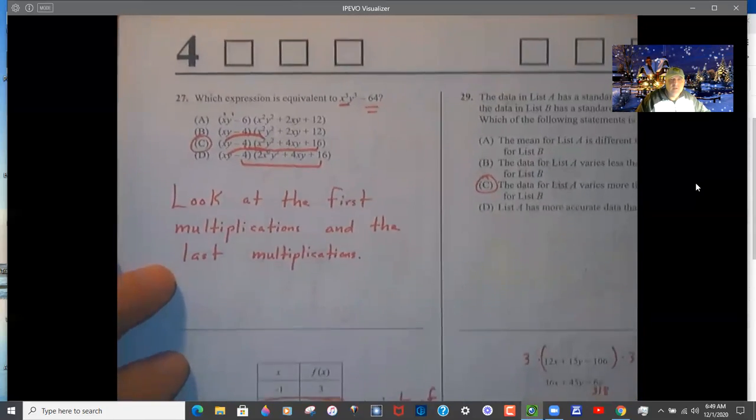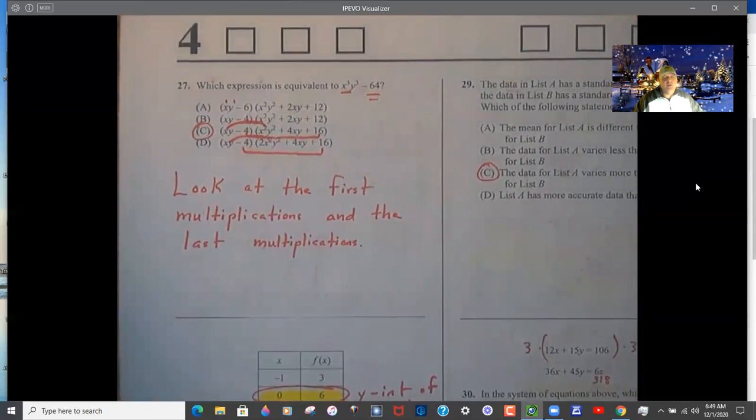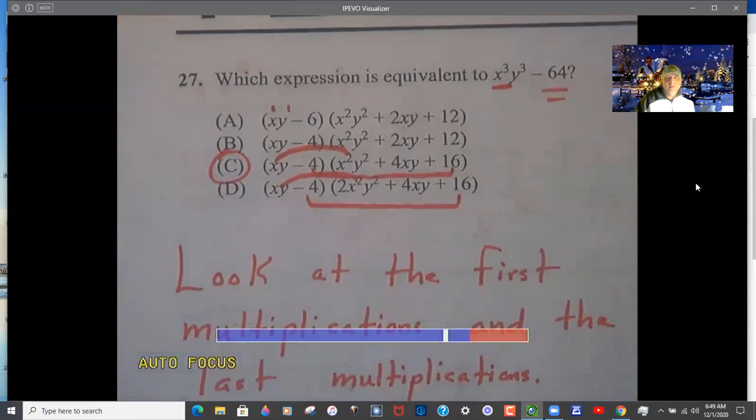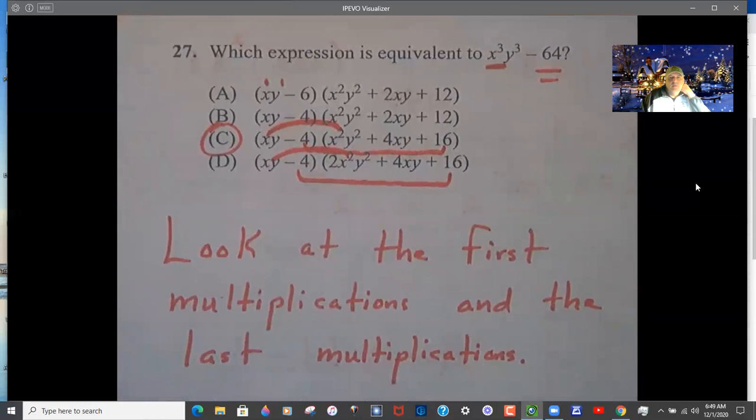Problem 27, which of these gives the expression x cubed y cubed minus 64? I would look at the first and the last multiplications. Let me zoom in a little bit so that you can actually see. We need a minus 64, and that's going to be D or C, but then you need an x cubed y cubed, and that's only C when you look at the first set of multiplications. Instead of doing the whole thing, try to just look at pieces of things sometimes. I think that really helps.